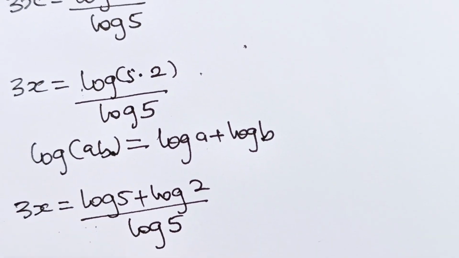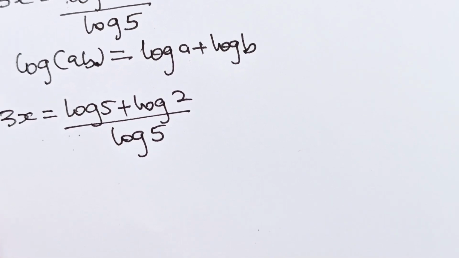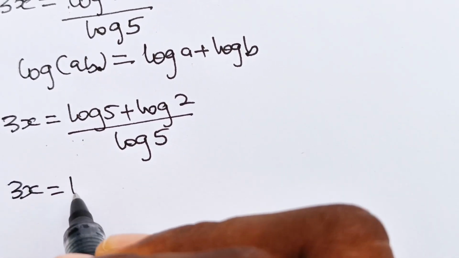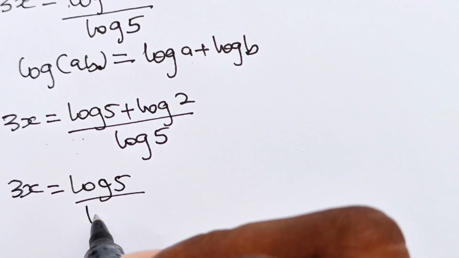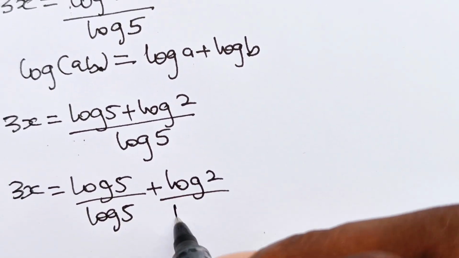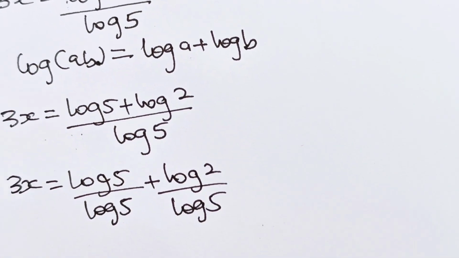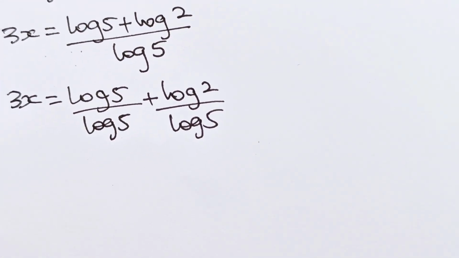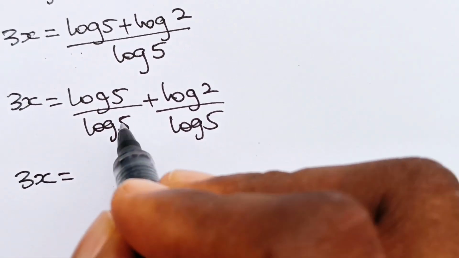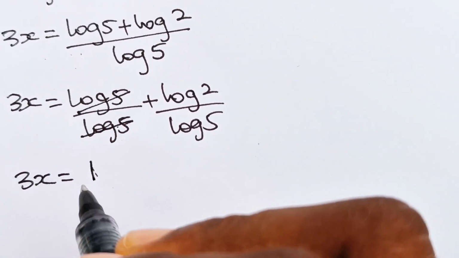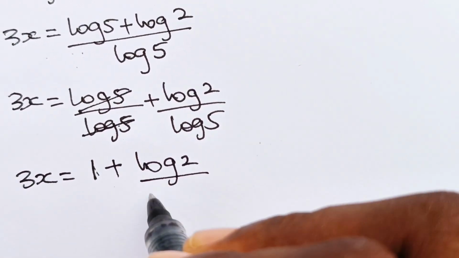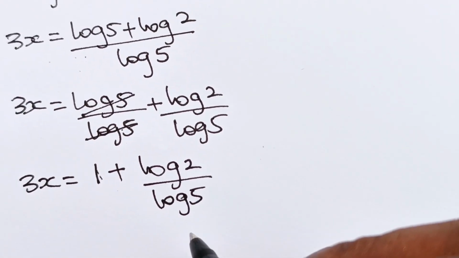So we have that 3x is equal to log 5 divided by log 5 plus log 2 divided by log 5. All right, then we have that 3x is equal to, this will cancel this to give us 1, right? Plus log 2 divided by log 5.